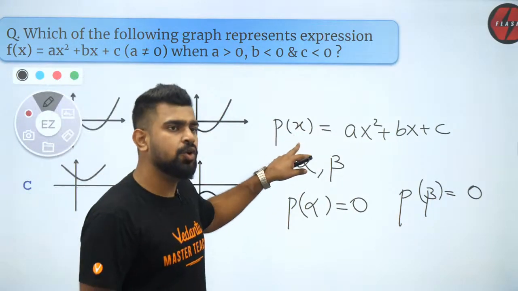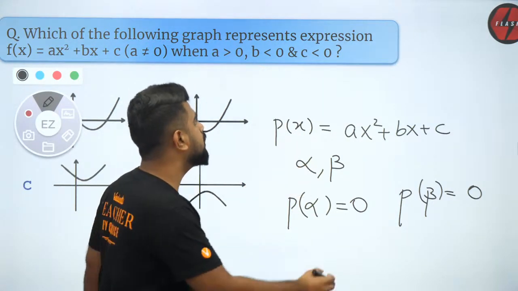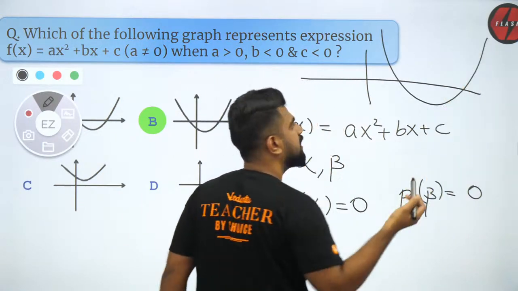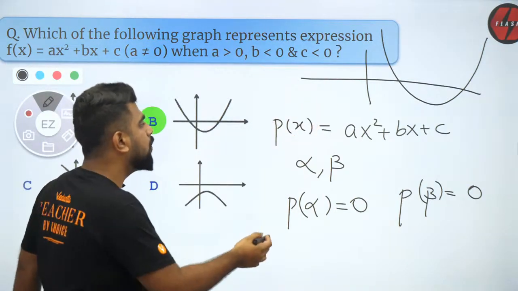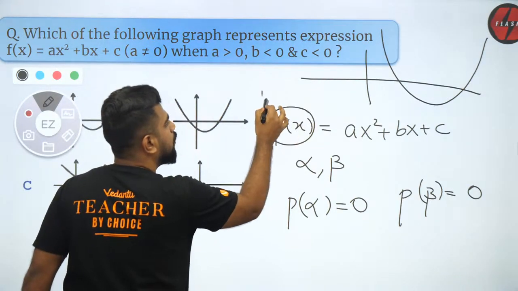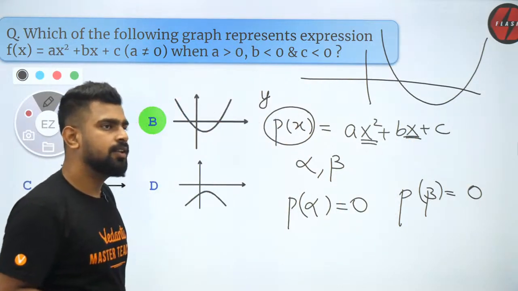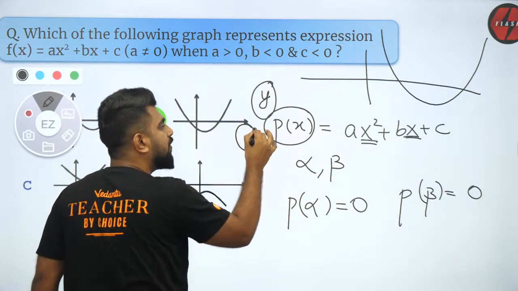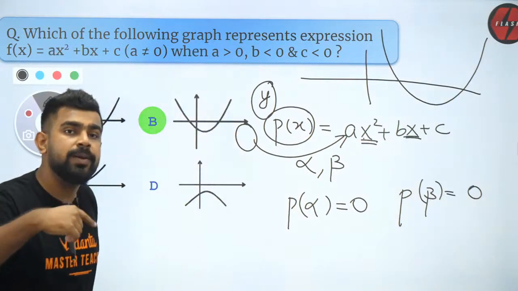Now if you plot this polynomial, how does it look? It looks like a quadratic graph, isn't it? This is how the quadratic graph looks. Now this is your y value and this is your x value, isn't it? So wherever y becomes 0, that will correspond to roots. Are you able to understand it now?